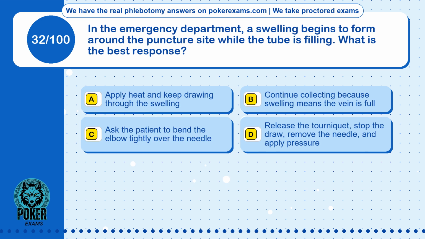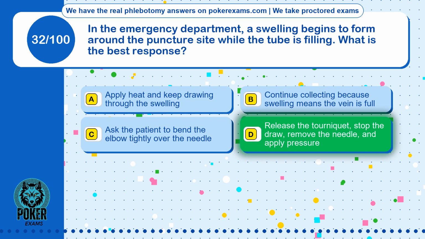Question 32. In the emergency department, a swelling begins to form around the puncture site while the tube is filling. What is the best response? Option A. Apply heat and keep drawing through the swelling. Option B. Continue collecting because swelling means the vein is full. Option C. Ask the patient to bend the elbow tightly over the needle. Option D. Release the tourniquet, stop the draw, remove the needle, and apply pressure.